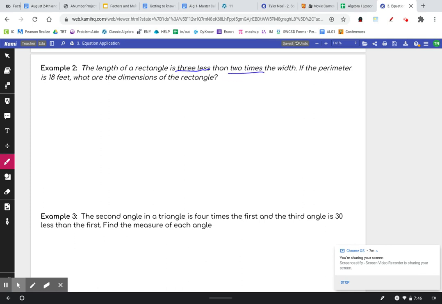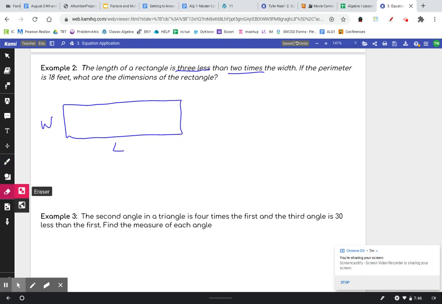Okay, well, it'd be nice if we had a rectangle, so let's create it. Here's our created rectangle. We're going to go ahead and call this the width, and we'll call this the length. Okay, so what can I do? The length of the rectangle is 3 less than 2 times the width. Okay, so let's go ahead and keep this.